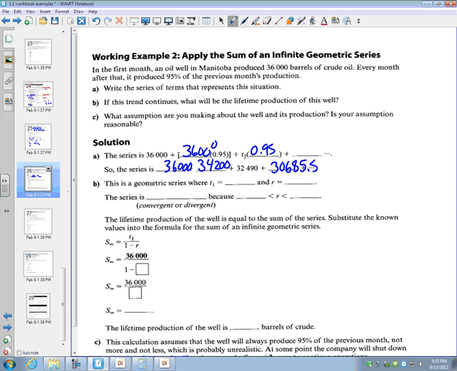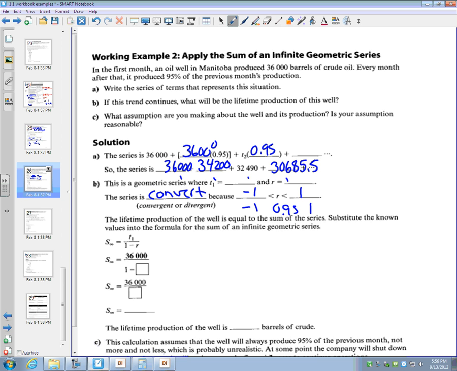Okay. So what we're going to do is add this together because I want to know in total how much it made the first month, the second month, the third, the fourth. I want to know how much it makes in total, so how much if I added it up forever. The reason I can do that is because this is convergent, because the R, which is 0.95, is between -1 and 1. Okay, so I can do this.